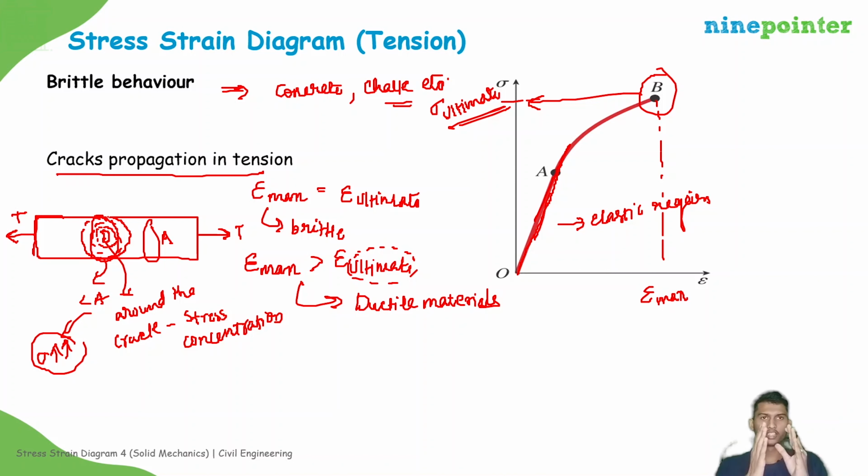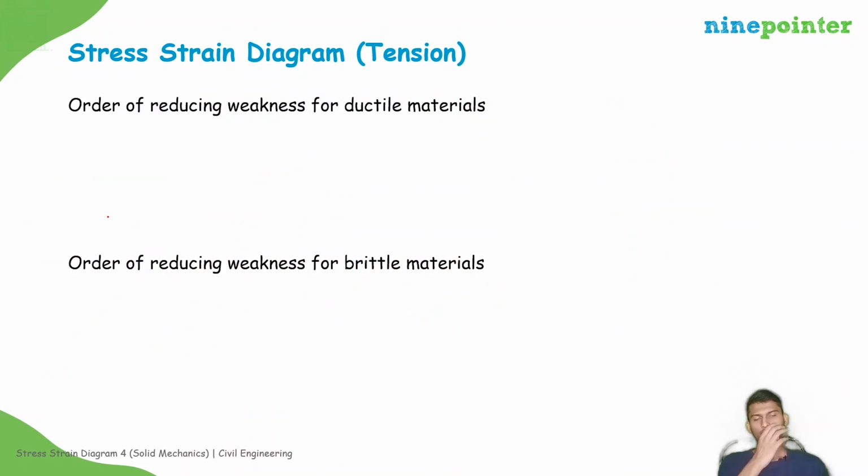But if you take compression, it will try to compress the crack created. So in compression, the brittle materials are hard, means they won't fail easily. In ductile materials also, in case of compression, they won't fail that easily. Okay. So this is about brittle behavior, the stress strain diagram of a brittle material.